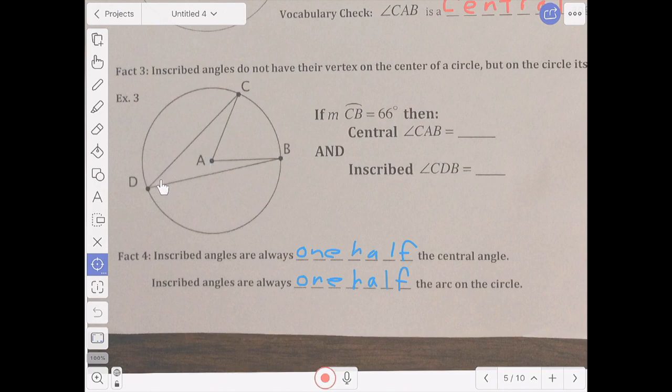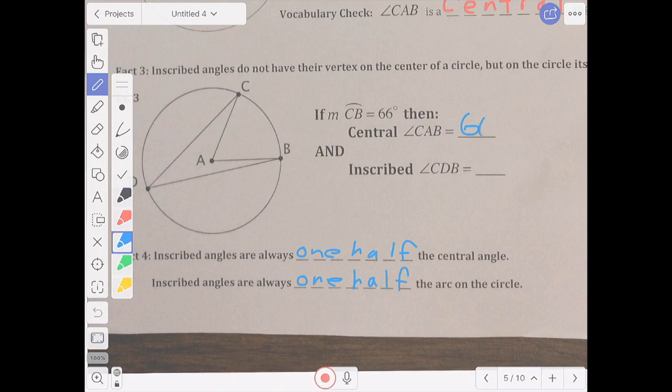Hopefully you look at that and say, yeah, that's closed up more than the one over here, so it's definitely less. And as it turns out, it's half as much. So the central angle is 66 degrees as well. If it's 66 degrees for the arc, it's also 66 degrees for the central angle.